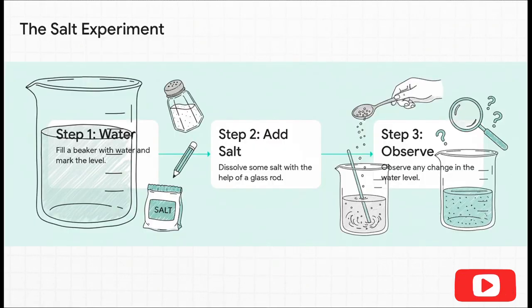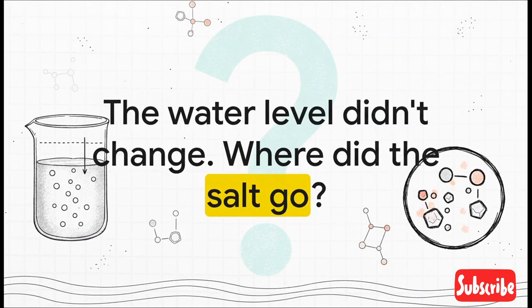We can actually prove this with a super simple experiment you could do in your own kitchen. Imagine you fill a glass with water, and you mark the water level with a pen. Now, you take a spoonful of salt, dump it in, and stir until it completely disappears. But here's the crazy part. Look at the mark you made. The water level hasn't risen at all. So, wait a second. The salt dissolved, it's in the water, but the volume didn't change? Where in the world did that salt go?